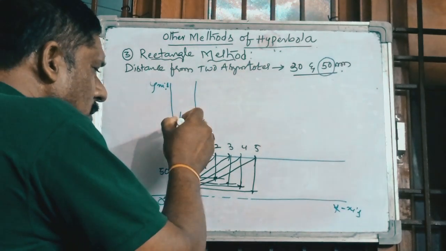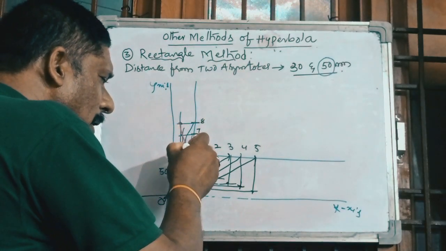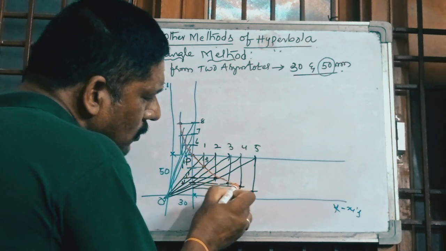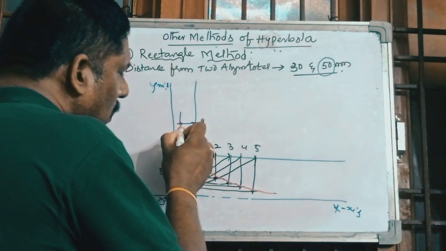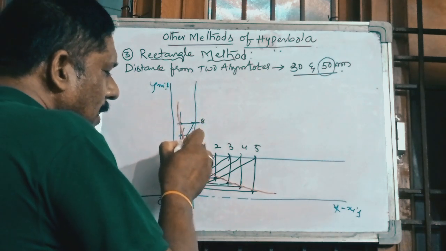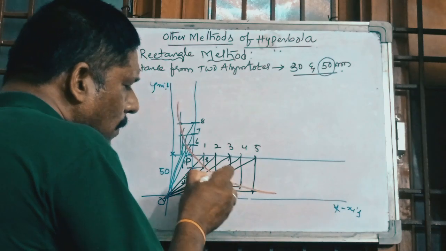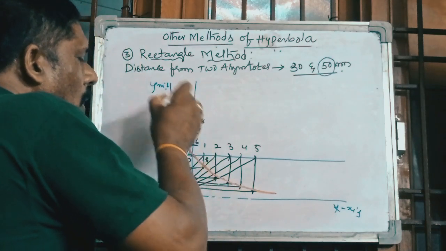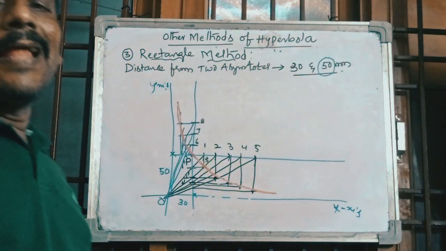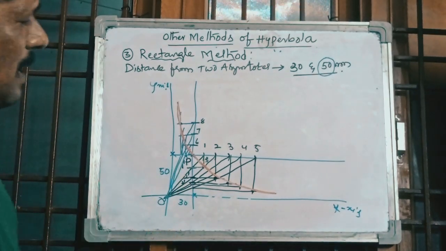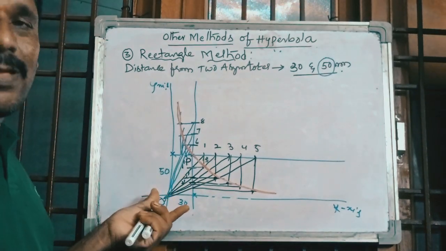After completion of that, join all the points. Suppose all the points are passing through the P point. It is a fixed point, and now join all the points and extend the curve. So we can say that it is the hyperbolic curve by the rectangle method. It is a very important method, and sometimes in examination they ask the oblique method also.